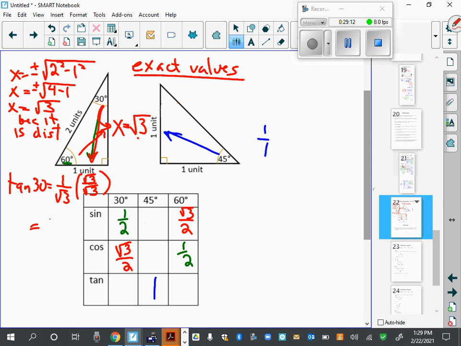What's 1 times radical 3? Radical 3. What's radical 3 times radical 3? Square root of 9, if you want. Which equals, what's the square root of 9? The number 3. Okay, so you can put here radical 3 over 3.